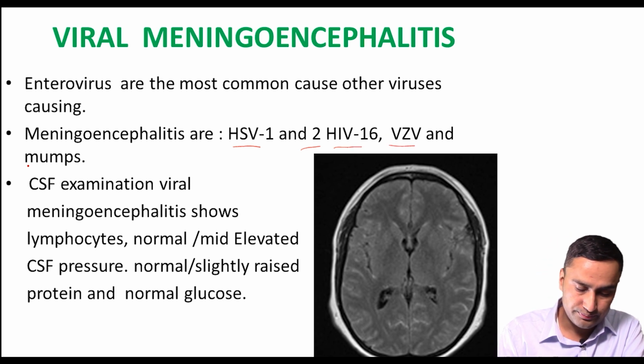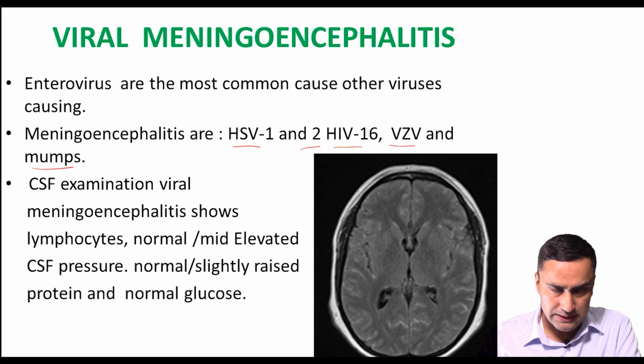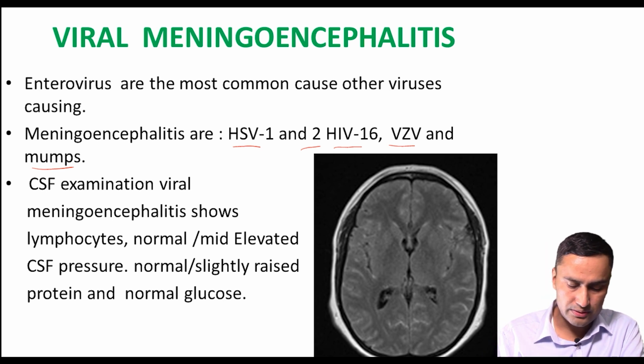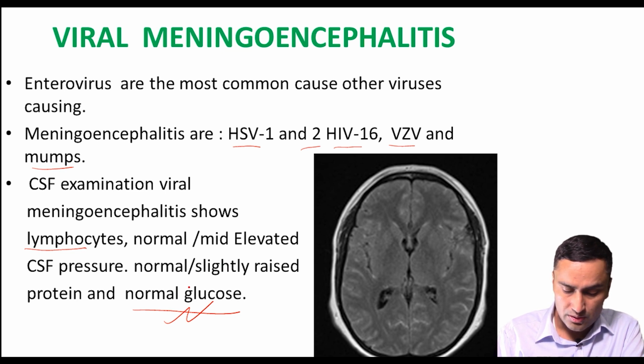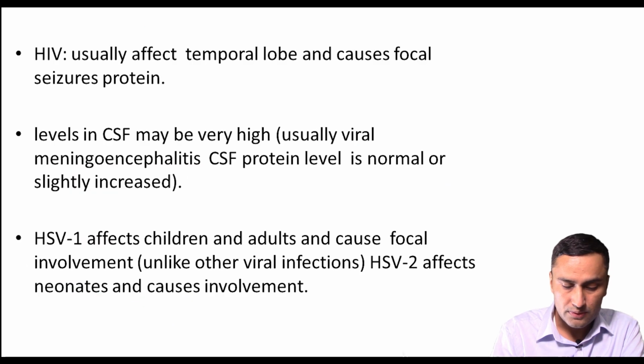The CSF examination of viral meningoencephalitis shows lymphocytes as the cells, and the glucose level is most of the time normal, but in all other types of meningitis there is a decrease in the glucose level. The CSF pressure is elevated, and there is normal or slightly raised protein in viral meningitis.